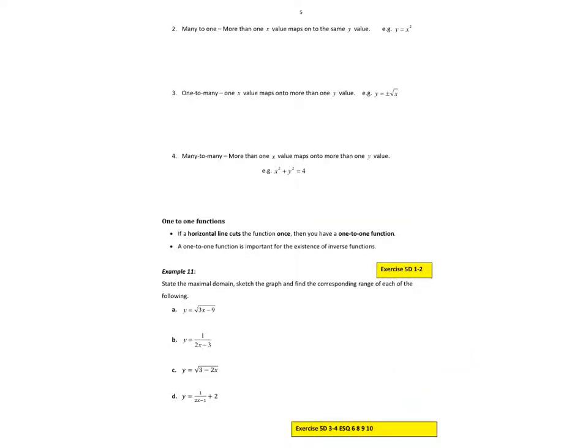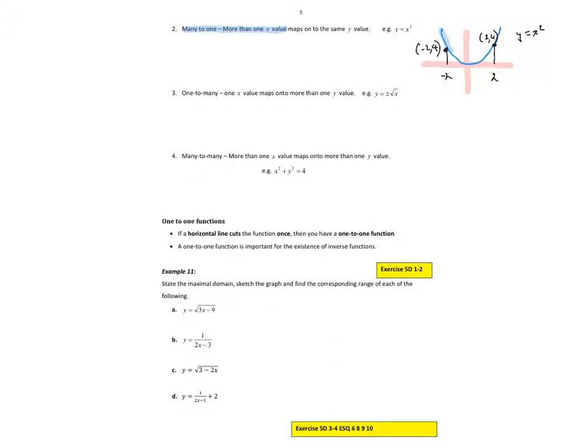Let's consider the next one. The next one is a many-to-one function. So more than one x value maps to the same y value. If we consider something like y equals x squared, if we consider the value, say, x equal to 2 and x equal to negative 2, well, if y equals x squared, that point there is the point 2, 4. That point there is the point negative 2, 4.